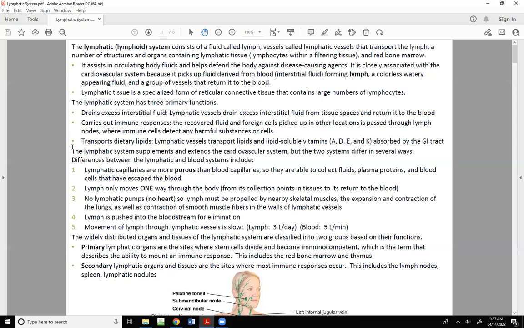Our lymphatic system assists in circulating body fluids and helps defend the body against disease-causing agents. It is closely associated with the cardiovascular system because it picks up fluid derived from our blood, or what we would call interstitial fluid, that is now between the cells outside the blood, and that forms what we call lymph. Lymph is a colorless, watery appearing fluid, and then you've also got a group of vessels that return it back to the blood. So we'll look at this a little bit more in our next couple slides.